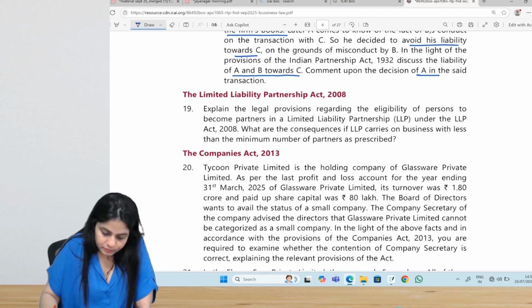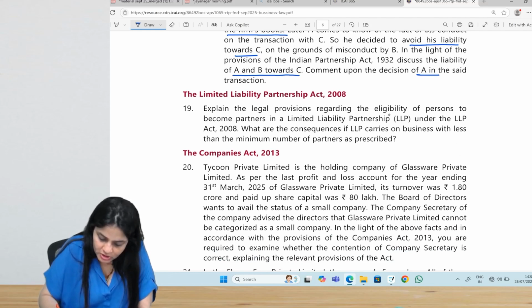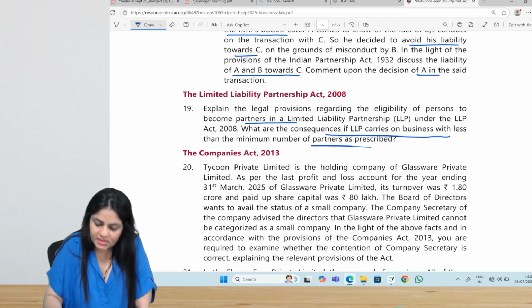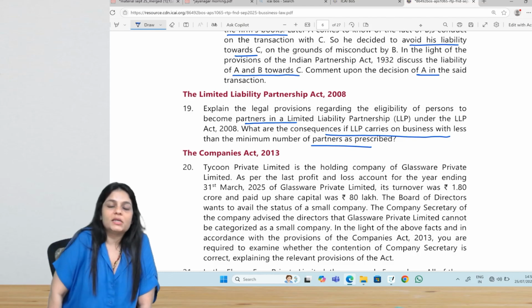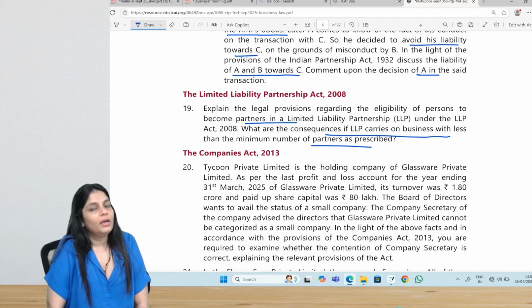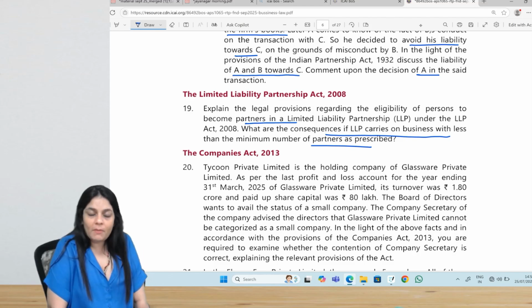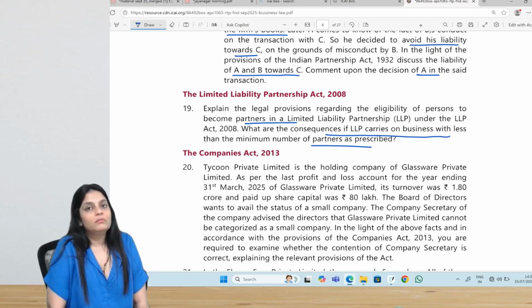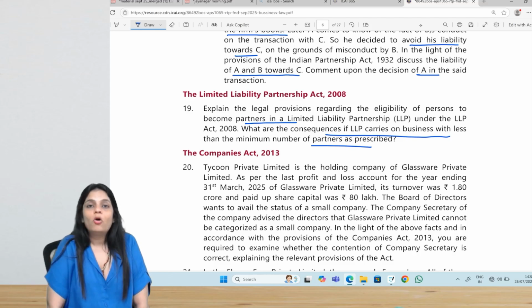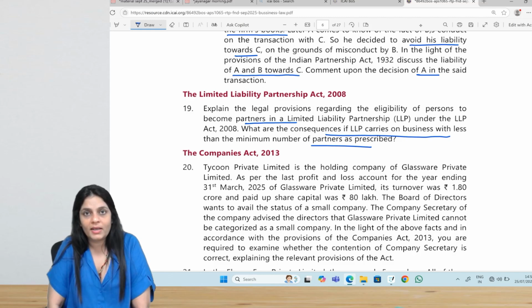Explain now LLP. Explain the legal provisions regarding the eligibility of persons to become partners in an LLP under the LLP Act. What are the consequences if the business is carried on with less than two members for more than 6 months? So, in case of an LLP, any individual or a body corporate can become a partner of the LLP. An individual is disqualified from becoming a partner if he is found to be of unsound mind by a court of competent jurisdiction and the finding is in force, or he has applied to the court to be declared as an insolvent, or he's an undischarged insolvent.